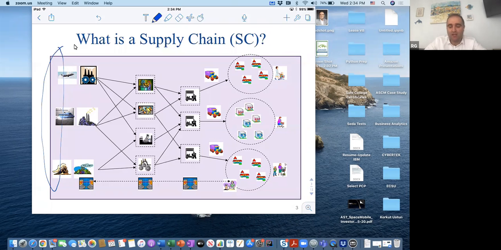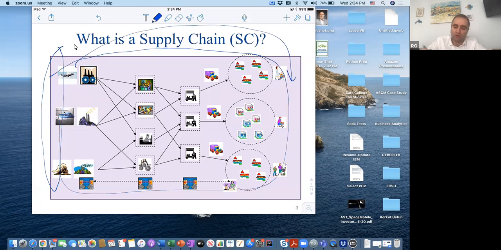Everything, so supply chain in a nutshell would be the collection of all the activities converting raw materials into finished goods, right? Collection of all the activities starting from raw materials all the way into final products or services that your customers are willing to pay for. So that includes buying things, right? That includes making things. That includes moving things around, right? That includes selling things, right?